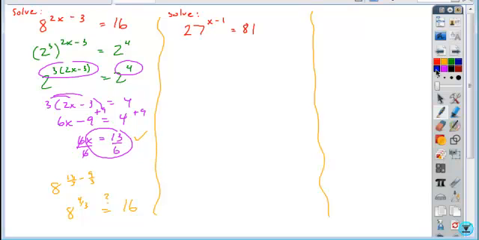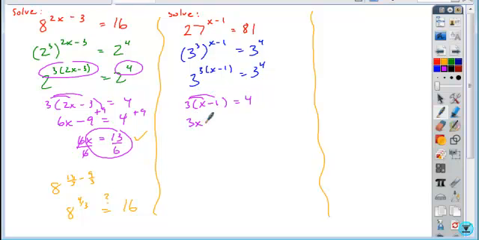Hey, what's the base that you can write each side of this equation in terms of? 3. So 27 is 3 cubed, to the x minus 1. 81 is 3 to the 4th. When you take a power to a power, you multiply. You can equate the powers here. When you equate the powers, we get 3 times x minus 1 is equal to 4. Solve the resulting equation. 3x minus 3 is equal to 4.